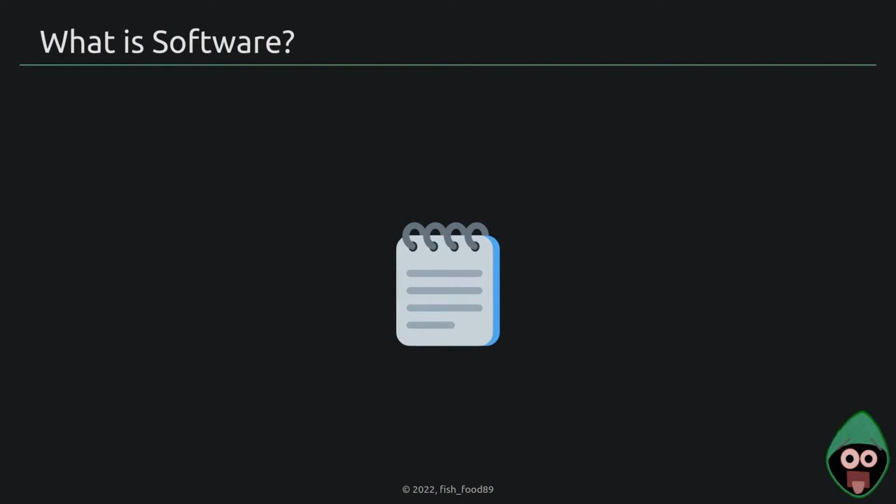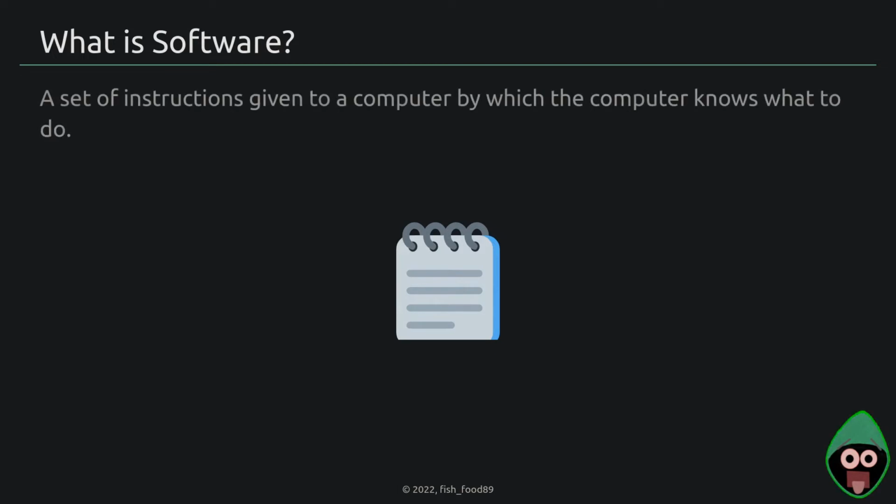First off, let's define a definition for software. In all simplicity, it is a set of instructions given to a computer by which the computer knows what to do. Okay, cool, but what does that really mean? Let's take a brief trip down history so we can figure out how we got to this definition.